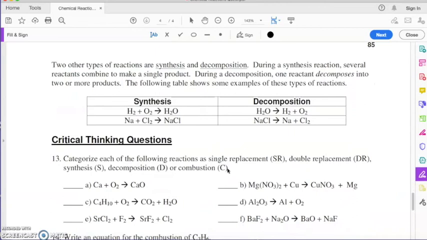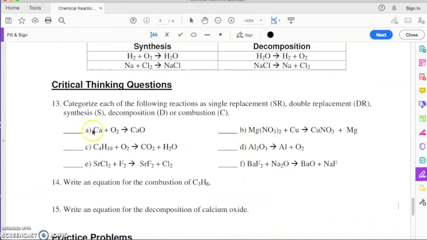The other two types are synthesis and decomposition. During a synthesis reaction, several reactants combine to make a single product. During a decomposition, one reactant decomposes into two or more products. The following table shows some examples of these types of reactions. So you can see two reactants, one product. Two reactants, one product. One reactant, two products. One reactant, two products. So a synthesis is where you only have one product, and decomposition is where you only have one reactant.